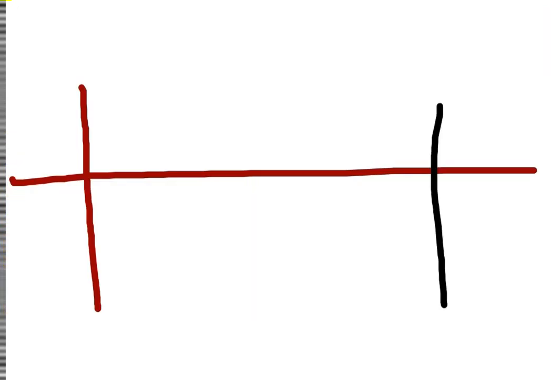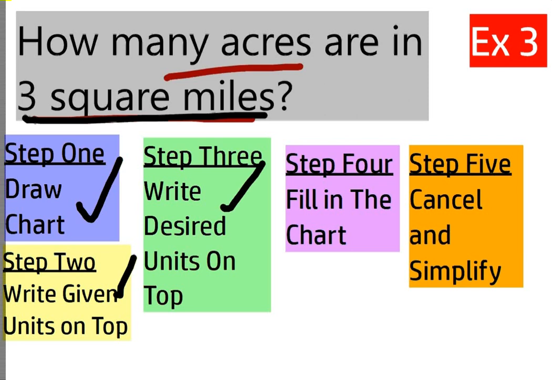So I'm going to do my chart. I'm going to write 3 miles squared. It doesn't look like an M, but it is. There we go. 3 square miles. Next thing, write the desired units on top. We want acres, right?